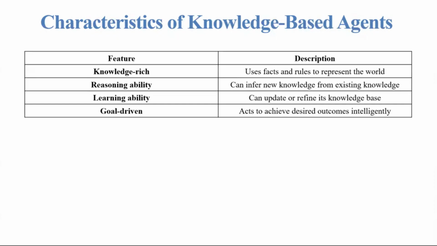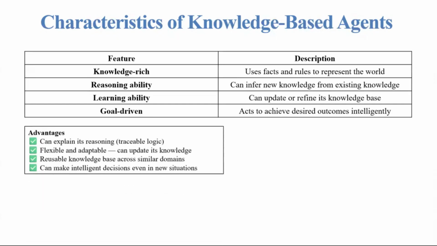The second one is flexible and adaptable. The second advantage is that knowledge-based agents are easy to update. The world keeps changing. New laws are introduced, new diseases are discovered, and business policies are updated. Instead of rebuilding the entire AI system, we simply update the knowledge base by adding or modifying the rules.